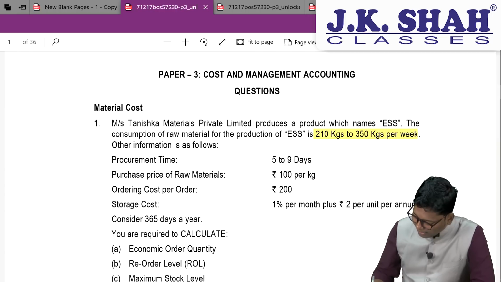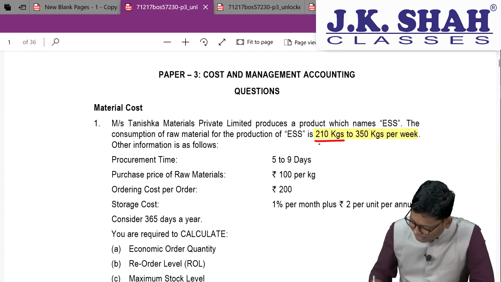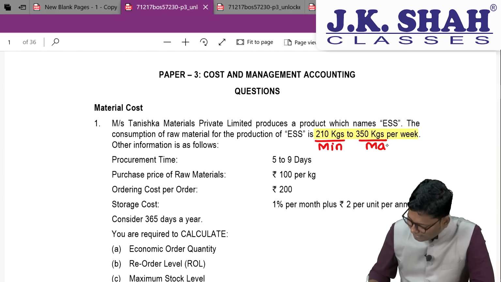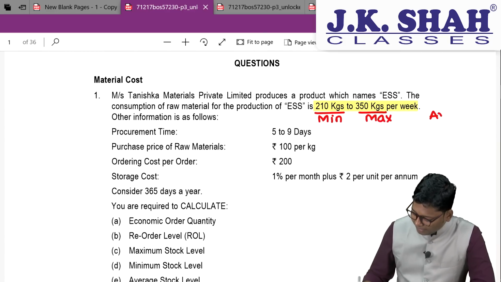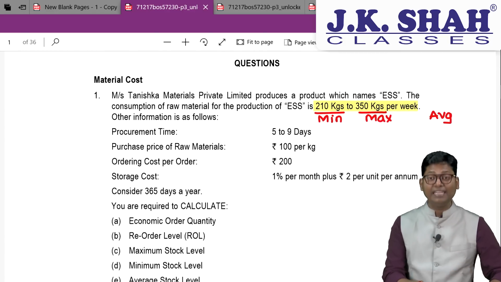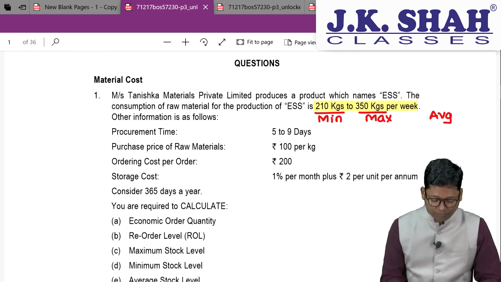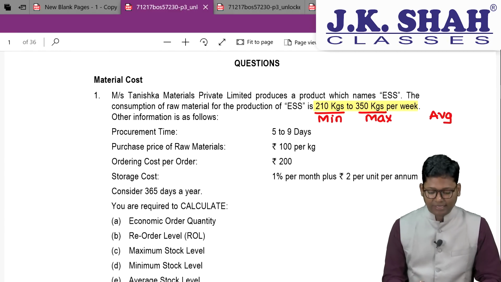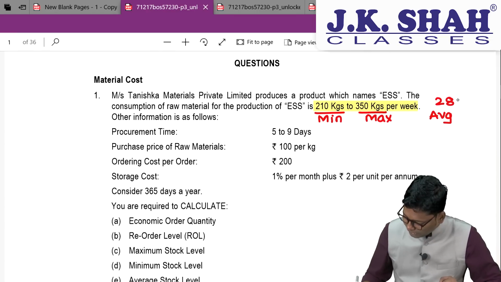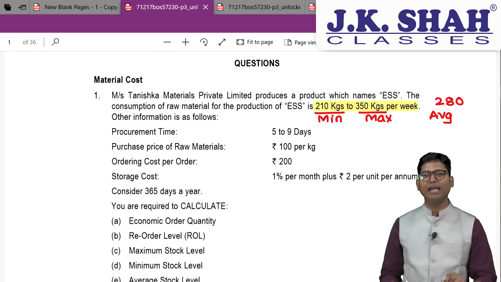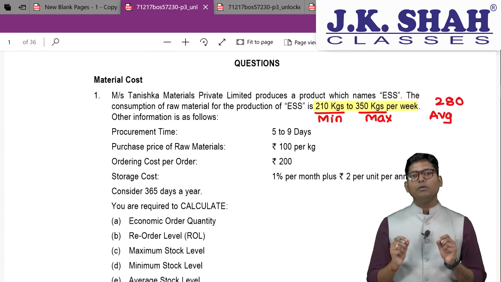Consumption type number 1, 210 kgs, is my minimum consumption per week, and 350 kgs is my maximum consumption per week. If you want to calculate average consumption per week, then it is quite simple. You should take the basic and simple average of both the figures, that is calculated as 210 plus 350 divided by 2. Your average consumption per week is 280. Correct? This is your weekly consumption.